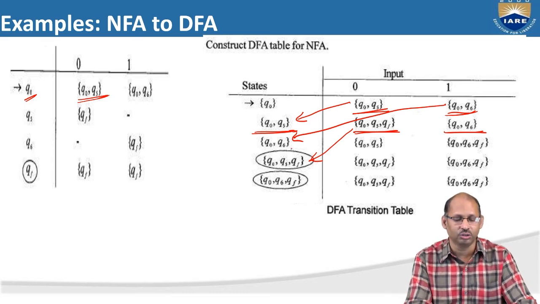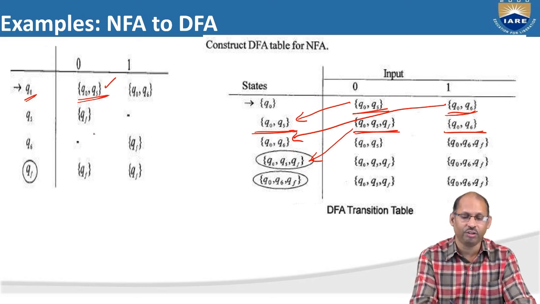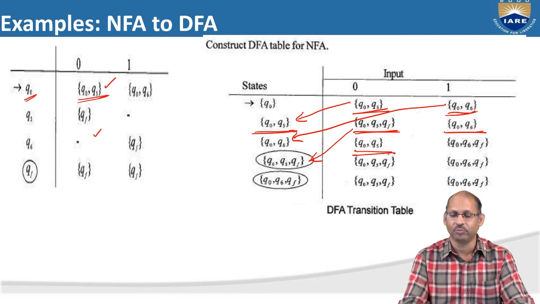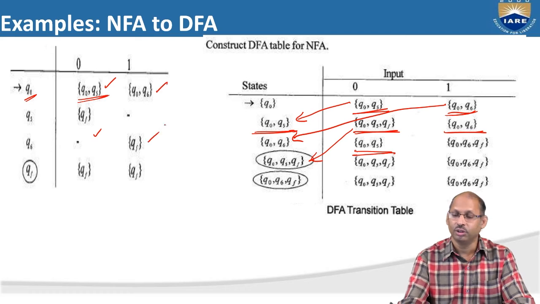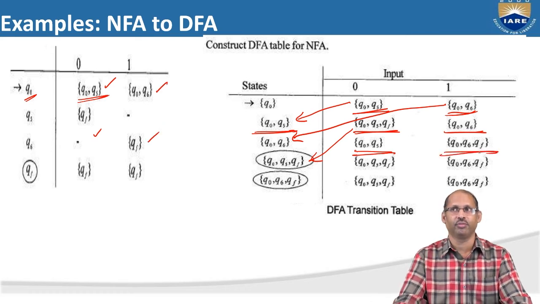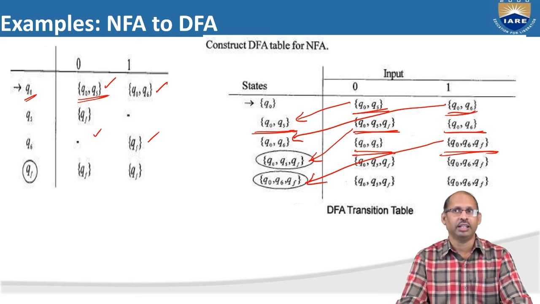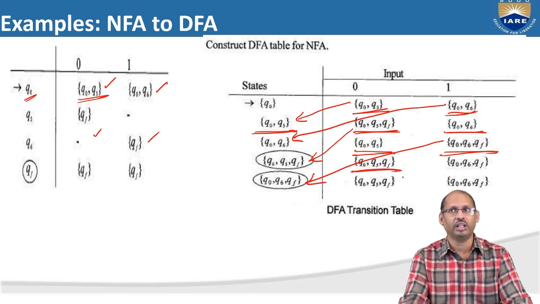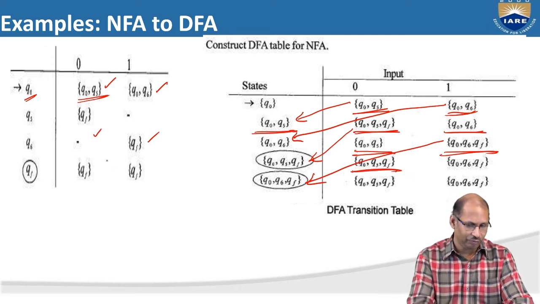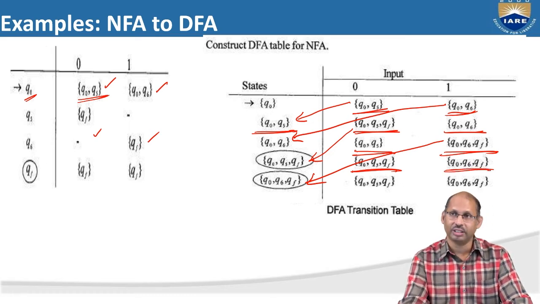Now here Q naught and Q6 on 0 is giving Q naught Q5 and empty set. So simply we are writing Q naught Q5. Then Q naught Q6 on 1 giving Q naught Q6 QF, which is a new state. So we are considering the new state here. Right. Now Q naught Q5 QF on 0 giving Q naught Q5 QF, on 1 is giving Q naught Q6 QF, right?